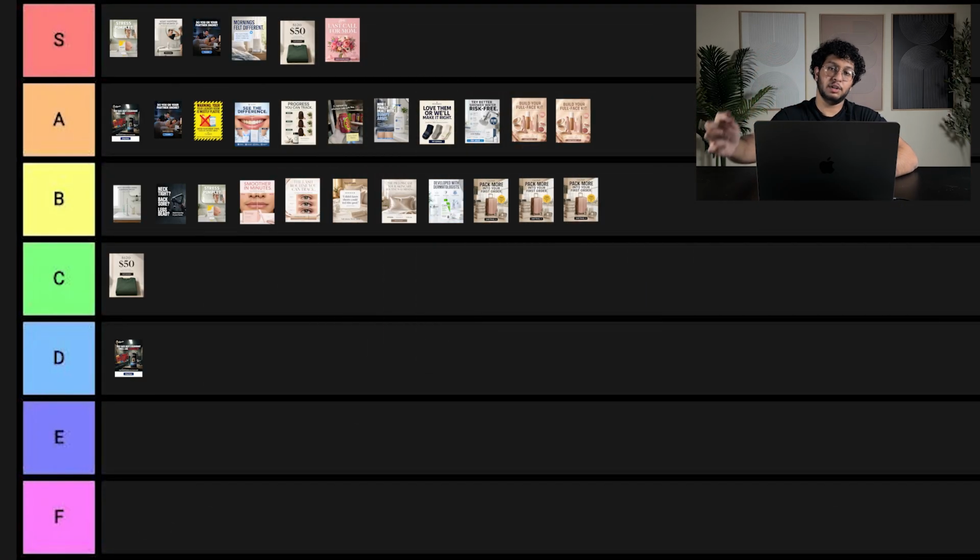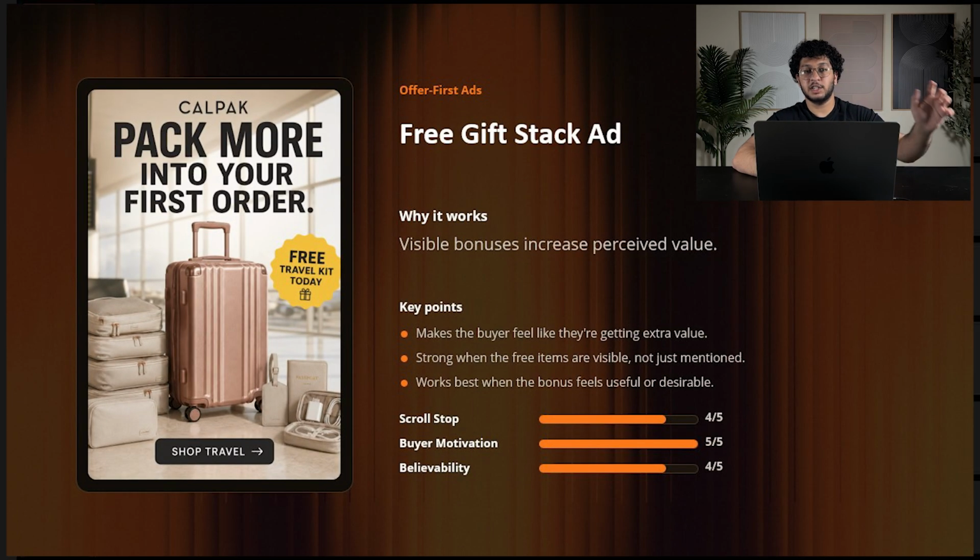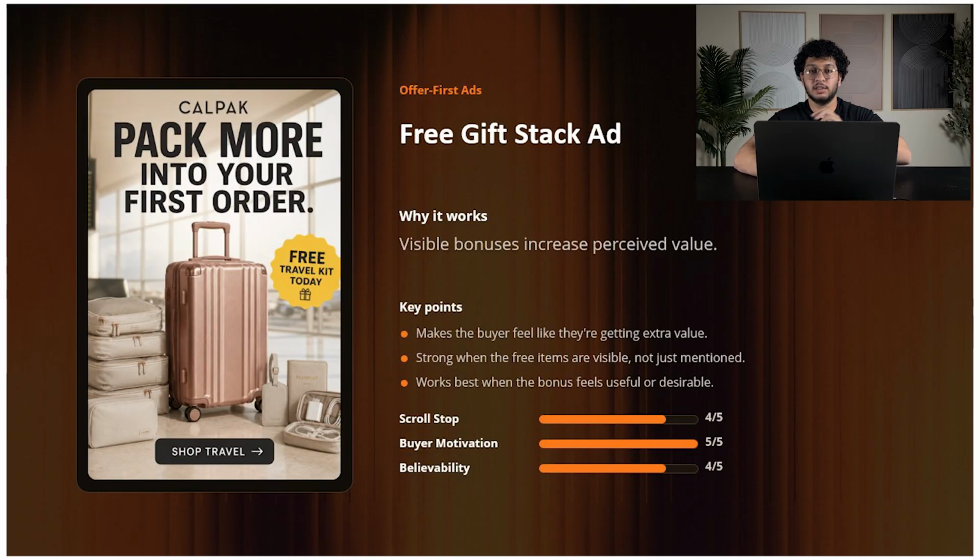Next is a free gift stack. Free gift stacks are B tier. They can increase perceived value, especially when the free items are visible, but the gift has to feel desirable. A weak free gift does not move people, and if the ad is mostly about bonuses instead of the main product, it can feel gimmicky. Useful, but not always a primary winner.